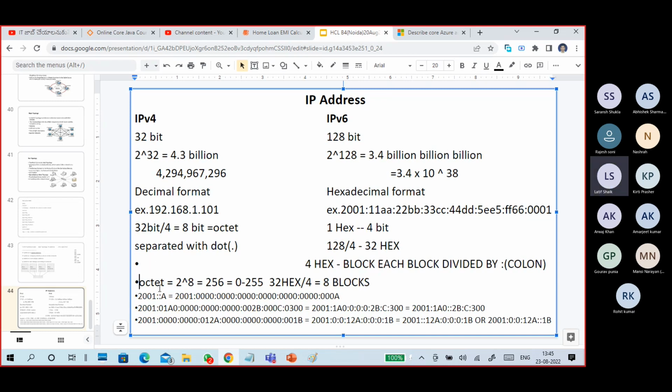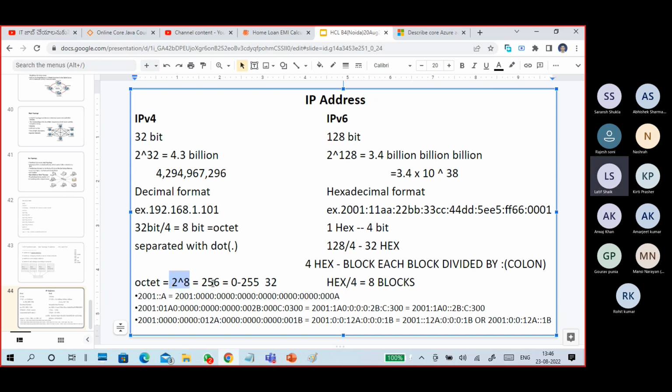Divided by colon. Okay. Here it is. In this one I can see octet. What is an octet? Octet is an 8-bit number. An 8-bit number is one octet.